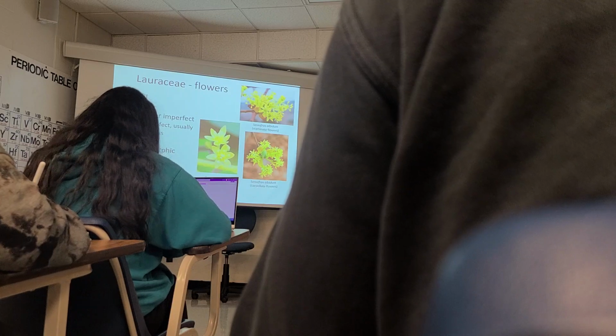And I've bolded this one because I want you to know this one. Usually there are 6 tepals. You can't differentiate between the sepals and the petals. They essentially look the same. They all look like petals. And they'll either be greenish, yellowish, or white, and you may want to kind of circle yellowish.